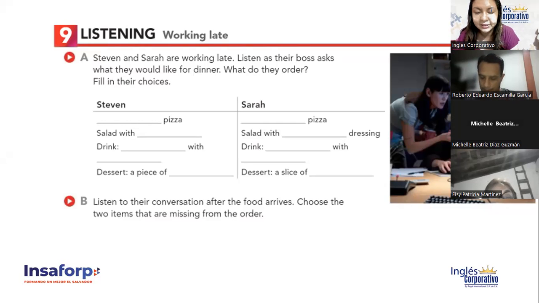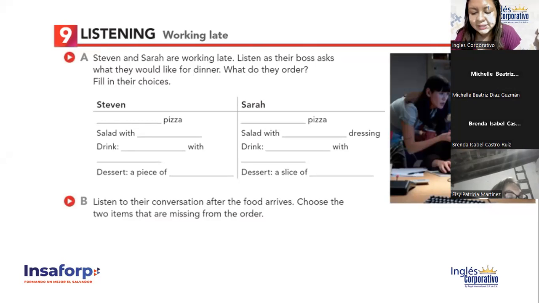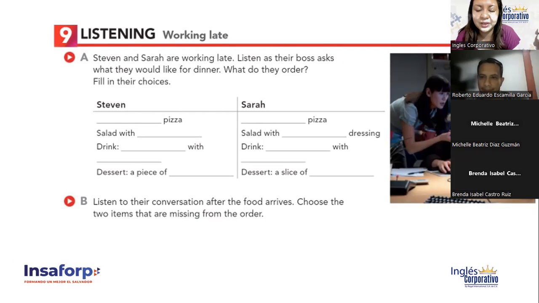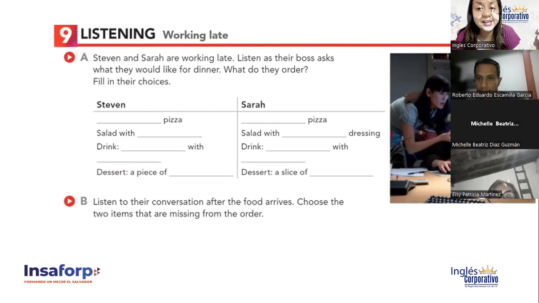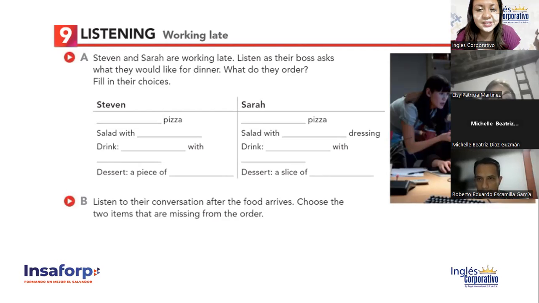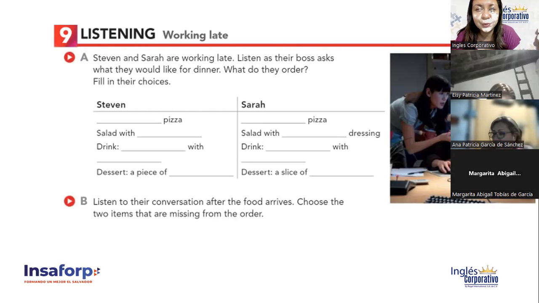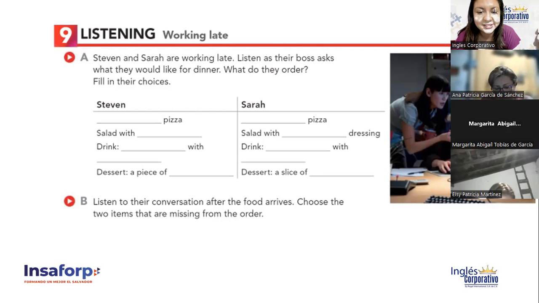Okay, now Sarah. As a dessert, she would like a slice of blueberry pie. But what would she like for pizza? What kind of pizza? Small pizza with peppers. Okay, and the salad with Italian dressing. For drink, she would like iced tea with lemon. Very nice. Good. I have another listening exercise.